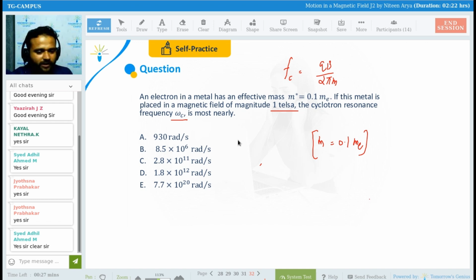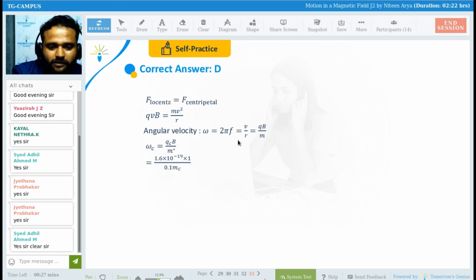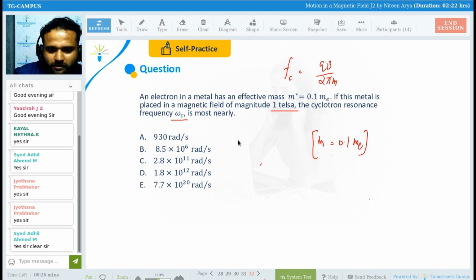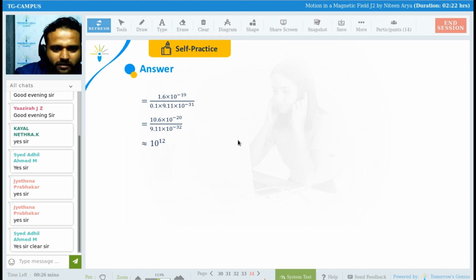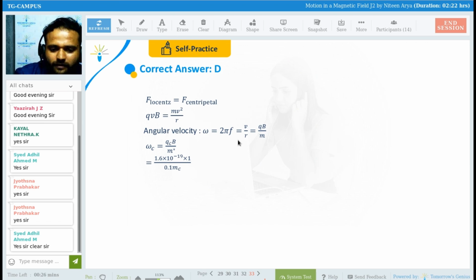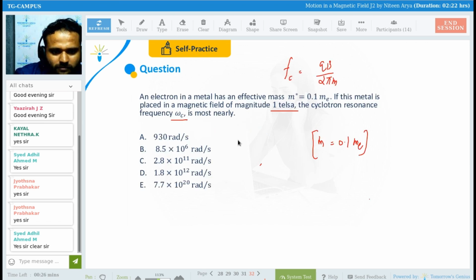Tell me the answer, beta. Or should I tell you? Let me check if I'm doing it correctly or not. Sometimes I don't. qB by... Okay, B. But the answer is B. 10 to the power 12. B. 10 to the power 6.